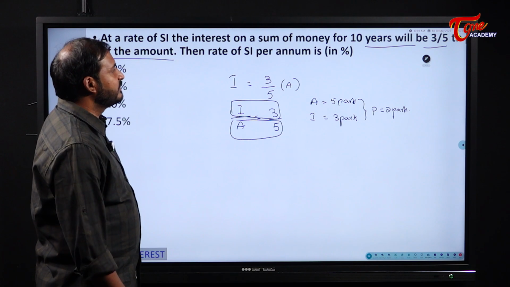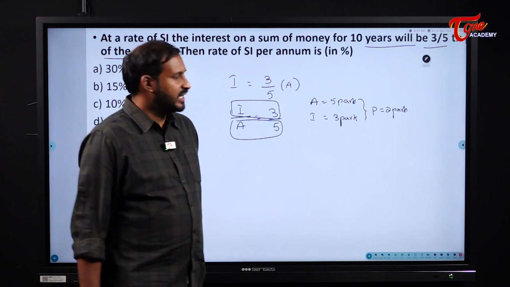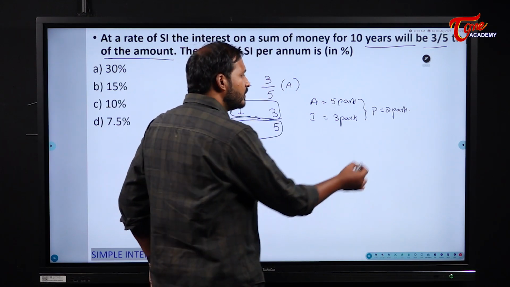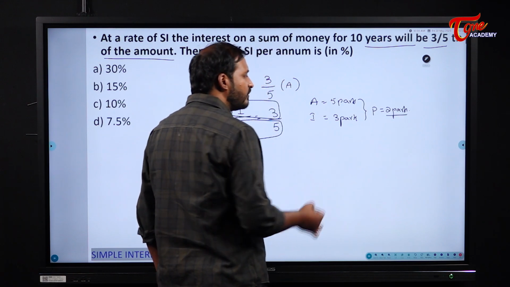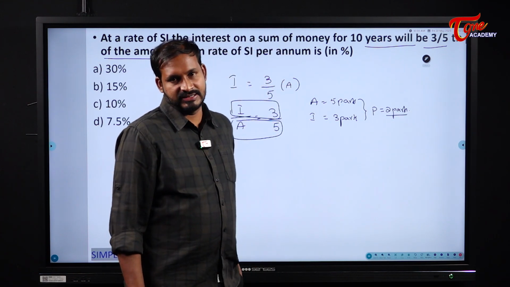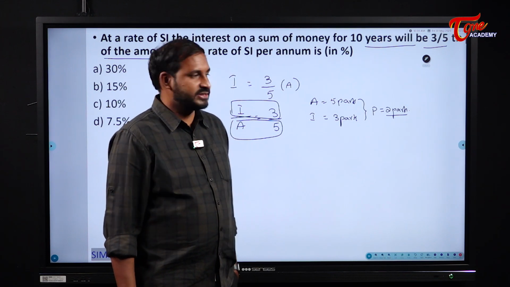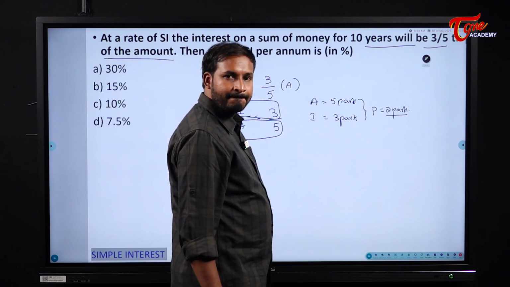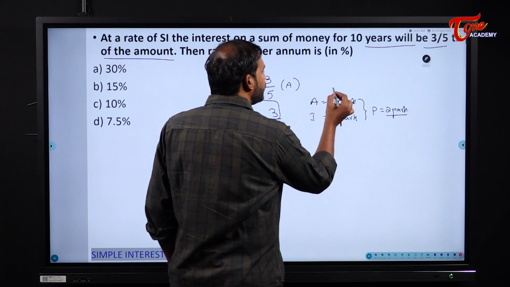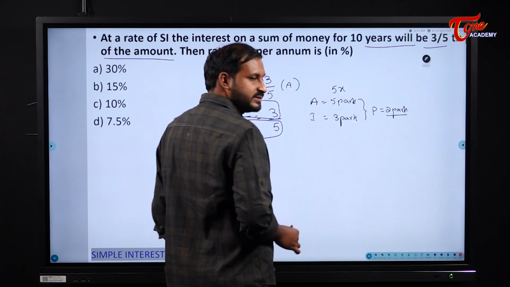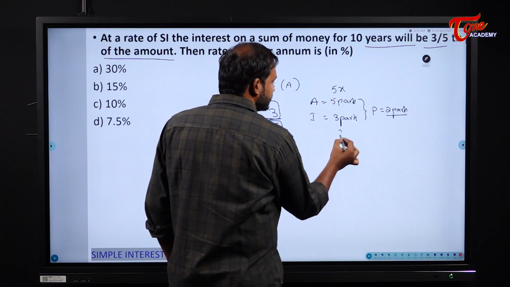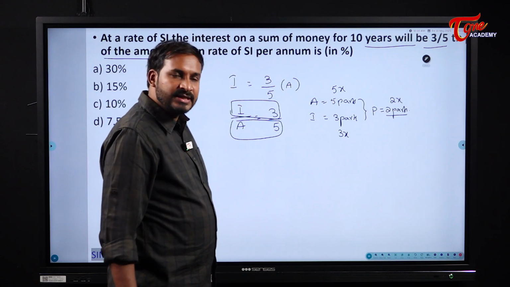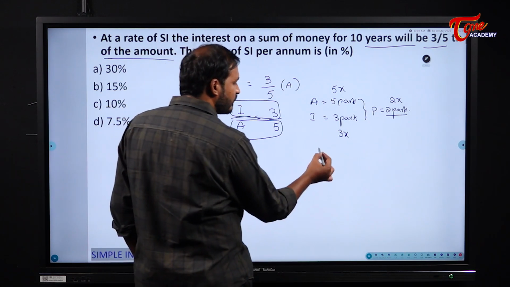The rate of simple interest per annum is, let us assume it as 2x or something like that. Now, please see here, if principal is 2 parts, what about interest? It is 3 parts. Now tell me, what is the relation between this interest and principal here? For example, if I assume amount as 5x, for your better understanding, interest as 3x, principal is 2x. That means what you will write?